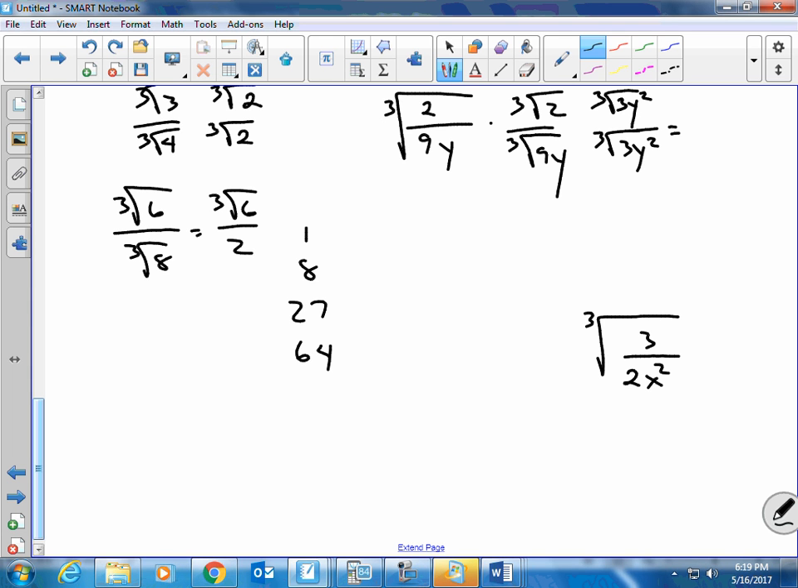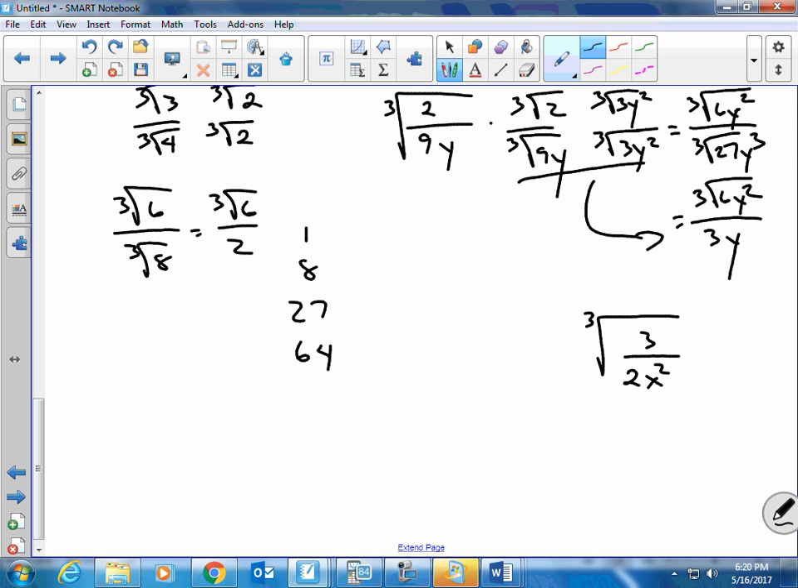So on top I get cube root of 6, whoops, sorry, y squared, not y cubed. On bottom, I get the cube root of 27y cubed. So on top, I have still 6y squared, but bottom, I get 3y. I have no problem going from there to there. Is this simplified? Yeah. You cannot reduce stuff that's inside with stuff that's outside. The 6 and the 3, the y squared and the y do not reduce down.